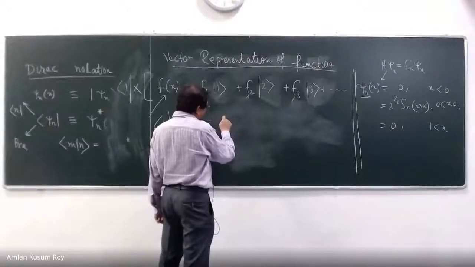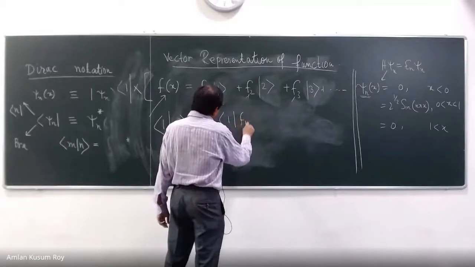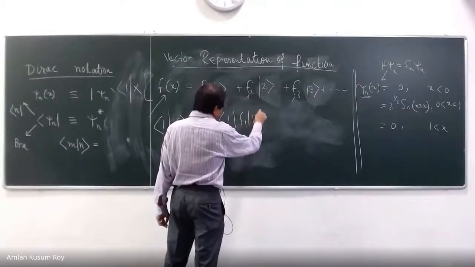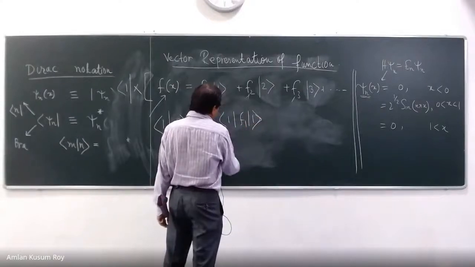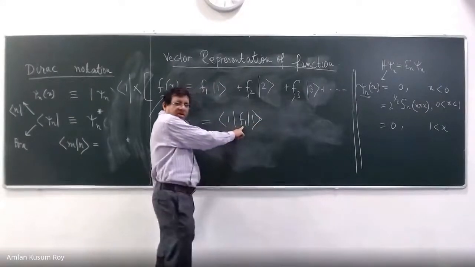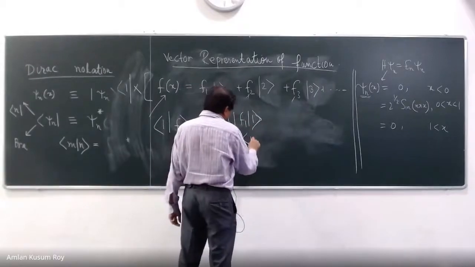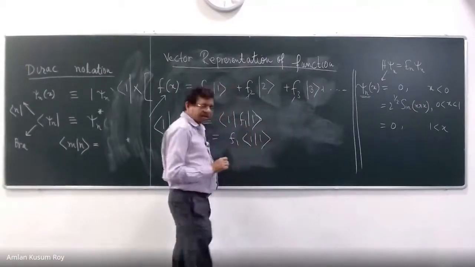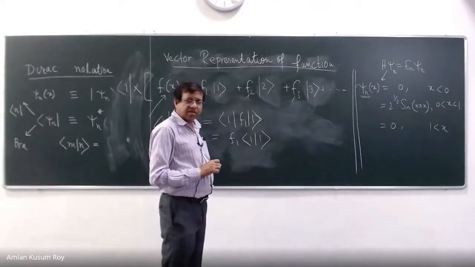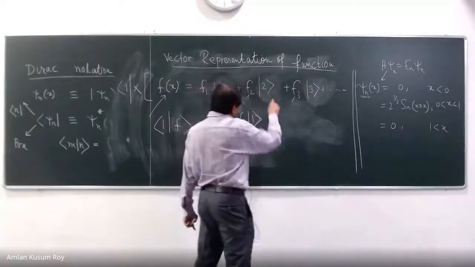Equals f1. Why is it f1? Because F1 is a constant, it will come out, and then bra1 times ket1 will give me 1. You said that because F1 is a constant, I can always bring it out. So this becomes F1 and 1, 1, right? Yes, sir. This is what you're saying, no? And then what happens?